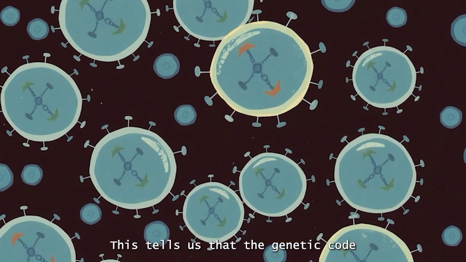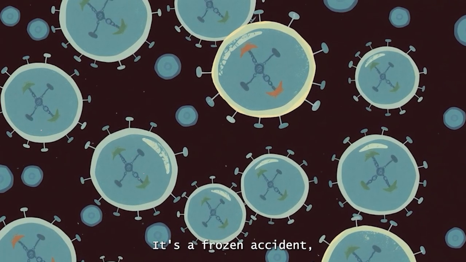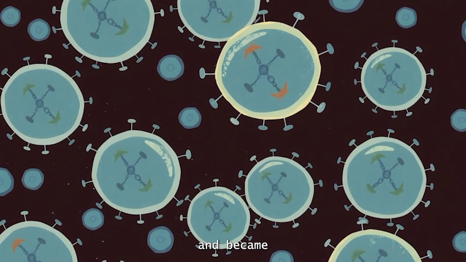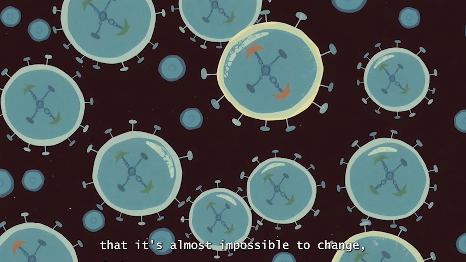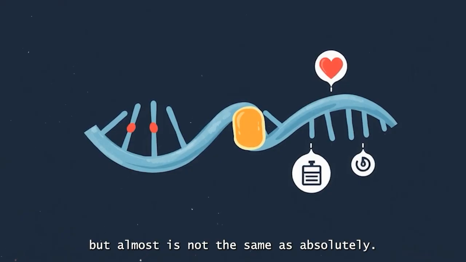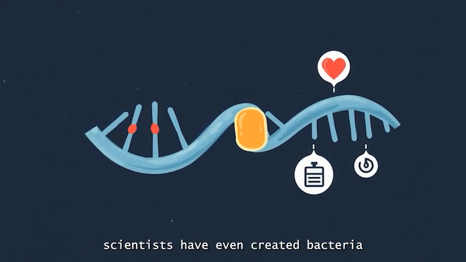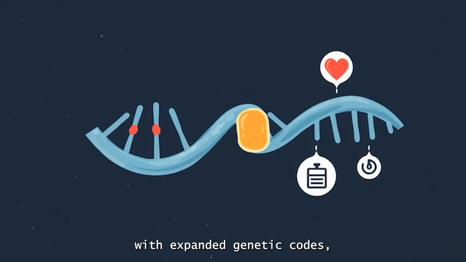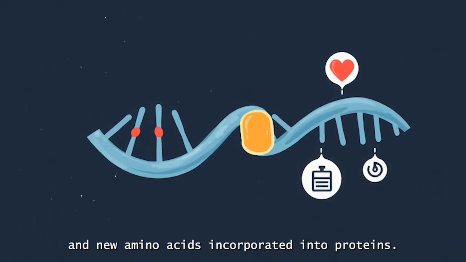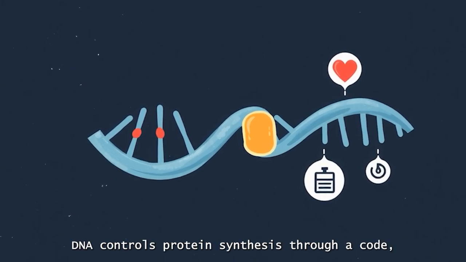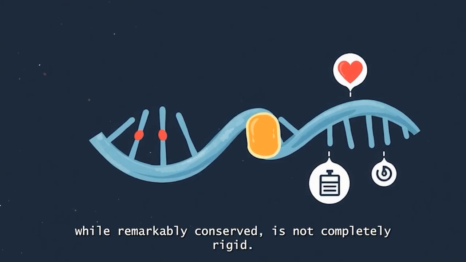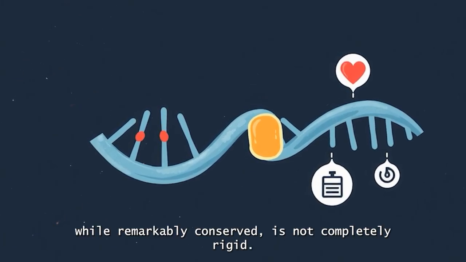These variations are rare and small, but they exist. This tells us that the genetic code is not a law of nature. It's a frozen accident, a convention that arose early in the history of life and became so deeply embedded that it's almost impossible to change. But almost is not the same as absolutely. In the lab, scientists have even created bacteria with expanded genetic codes, with new letters added to the DNA alphabet and new amino acids incorporated into proteins. DNA controls protein synthesis through a code, and that code, while remarkably conserved, is not completely rigid.